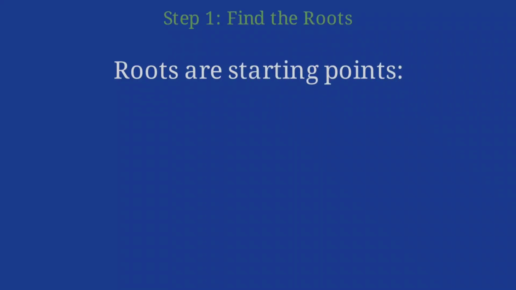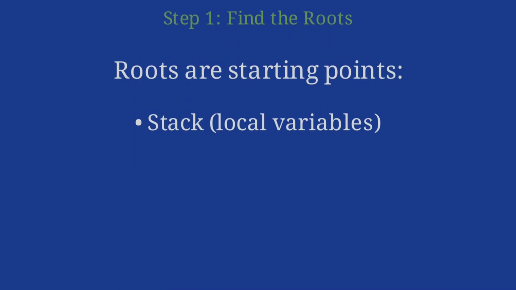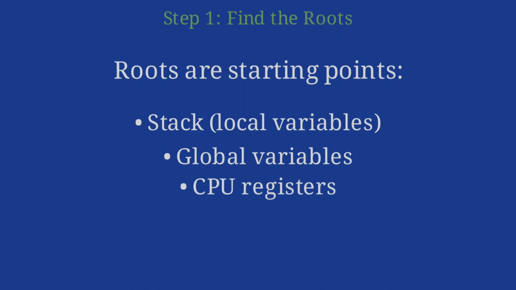Before we mark anything, we need starting points. Step 1, find the roots. Roots are the entrance points where the garbage collector begins its search. They include local variables on the stack, global variables in the program's data section, and values held in CPU registers. These are the only places where references can exist without being inside another object.